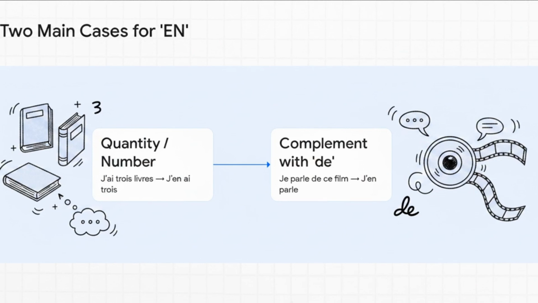It really boils down to two main scenarios. First up, we've got quantity. You know, when you say something like j'ai trois livres, I have three books. To say I have three of them, you swap out livres for en and get j'en ai trois. See how that works? The second case is when you're replacing a whole chunk of a sentence that starts with de. So instead of saying je parle de ce film over and over, you just say j'en parle. I'm talking about it. So simple, right?